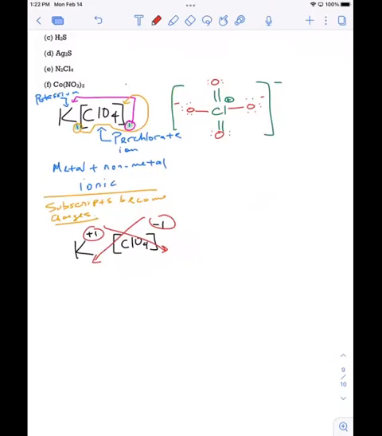Don't let this go over your head because you're going to see this a lot. You can't get away from it. This is going to be a part of our regular routine, knowing the names of these compounds and things like that. So don't let it go over your head.